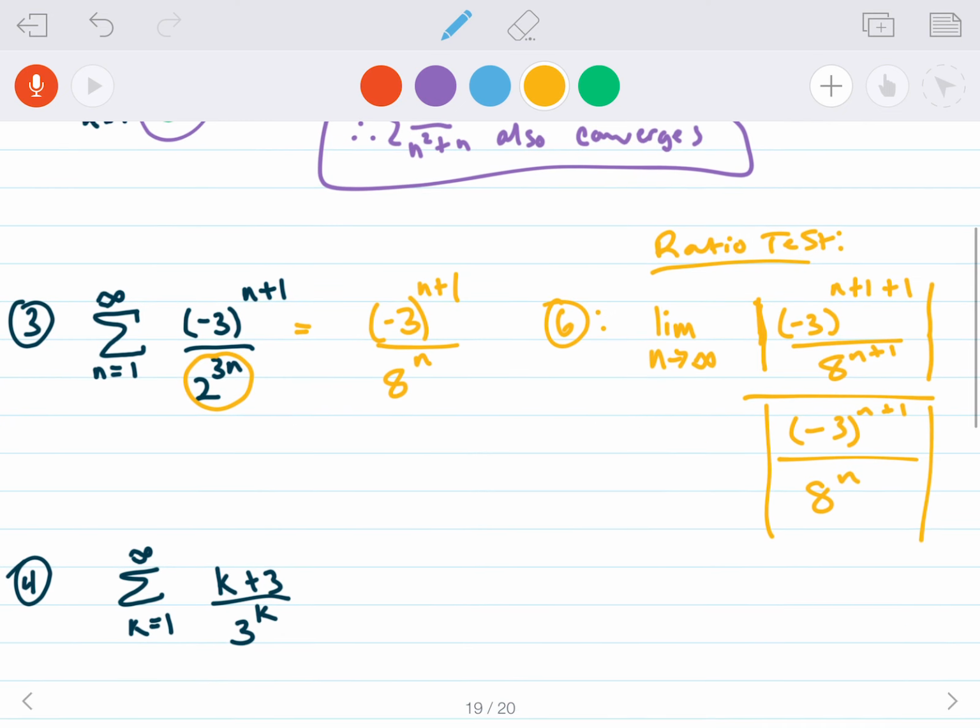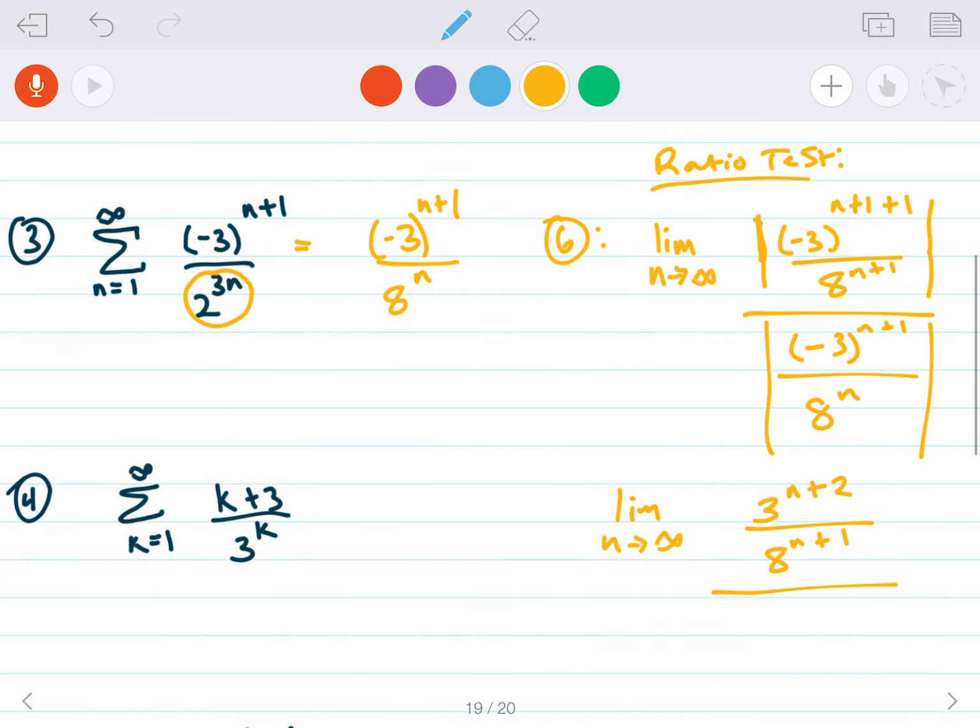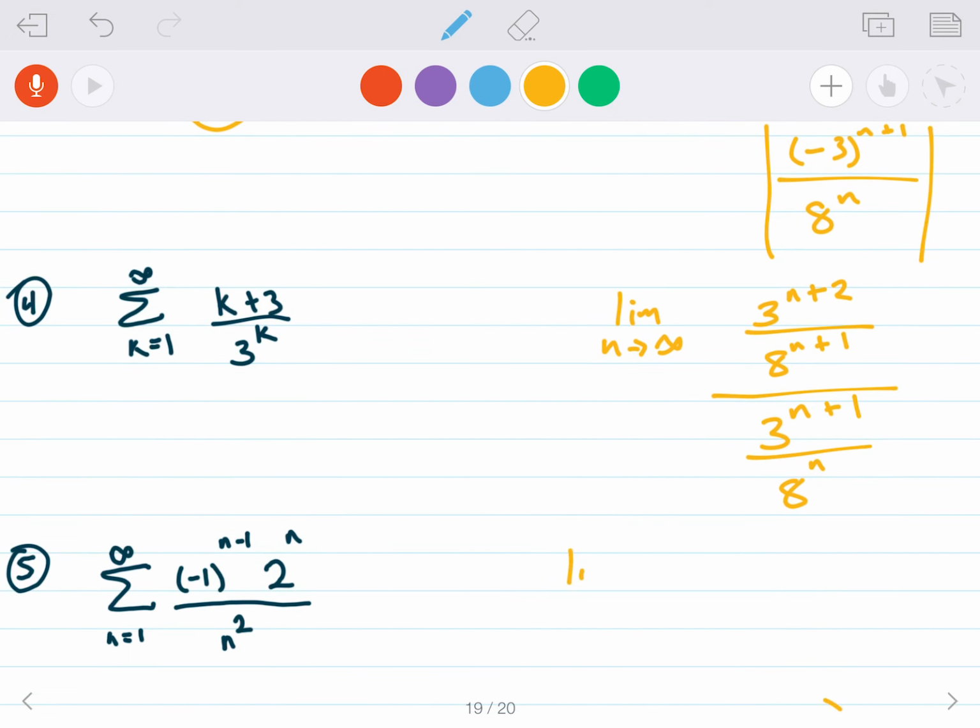Okay. Now I can simplify this a little bit and get rid of those absolute value bars. That negative 3, we don't care about the negative when we take the absolute value. So here we're just going to have 3 to the n plus 2 over 8 to the n plus 1. And on the bottom, we don't care whether the sign is positive or negative, so the absolute value is 3 to the n plus 1 over 8 to the n. Let's see what this gives us.